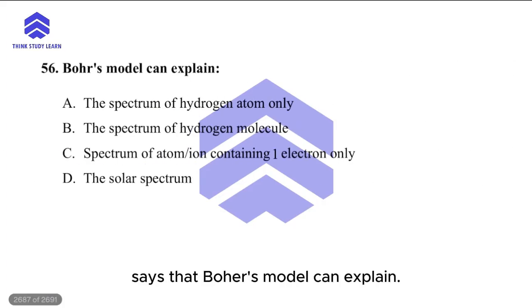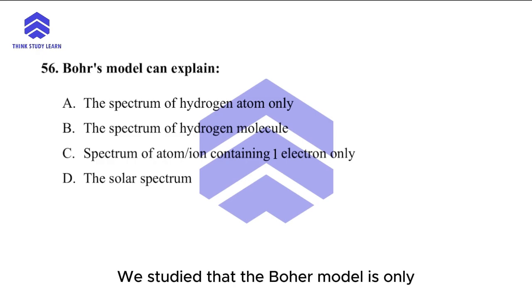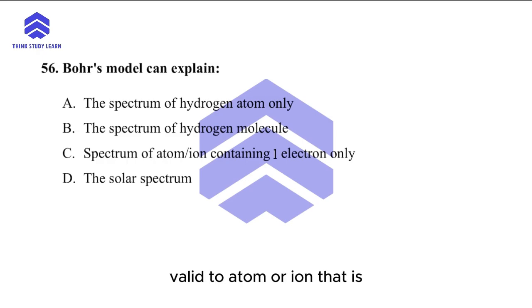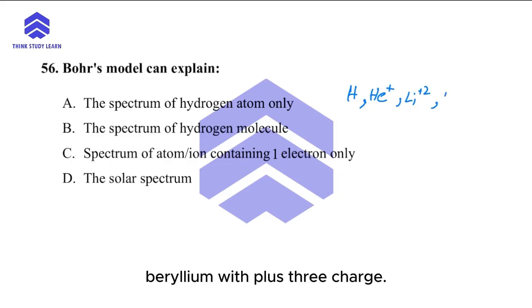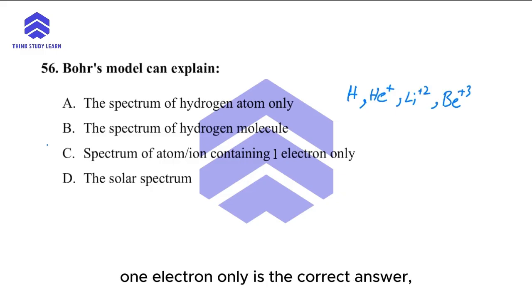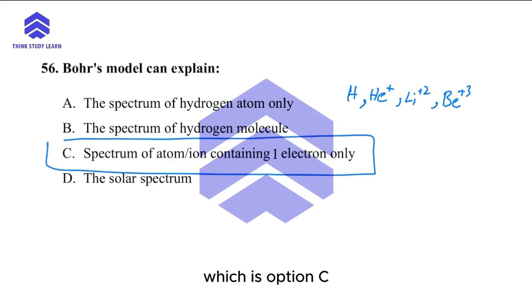Question 56 says that Bohr's model can explain. We studied that the Bohr model is only valid for an atom or ion that has only one electron, such as hydrogen, helium with positive sign, lithium with +2 charge, and beryllium with +3 charge. Therefore, we can say that the spectrum of an atom or ion containing one electron only is the correct answer, which is option C.